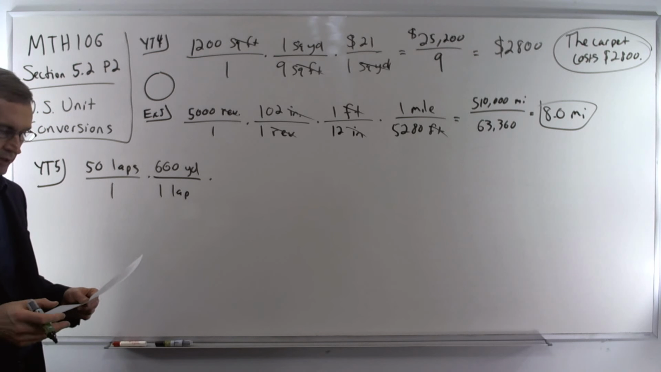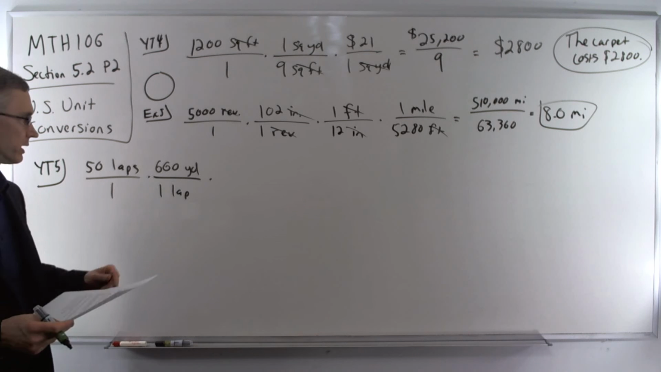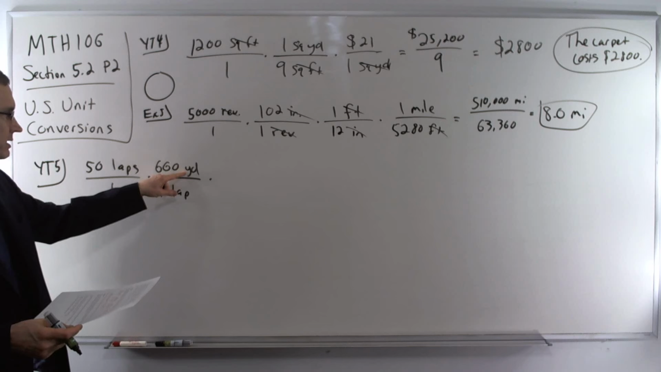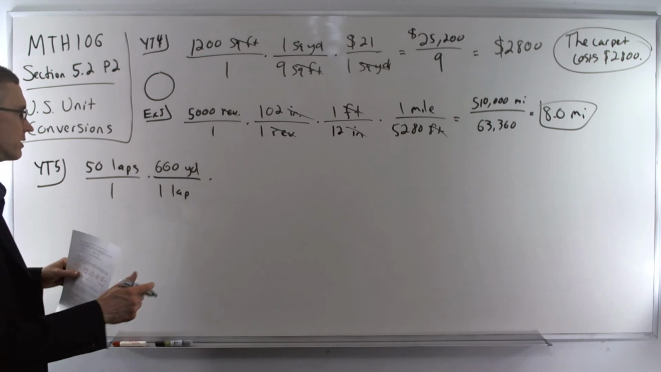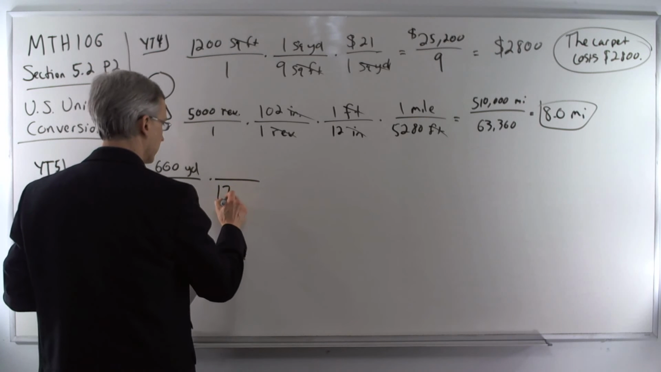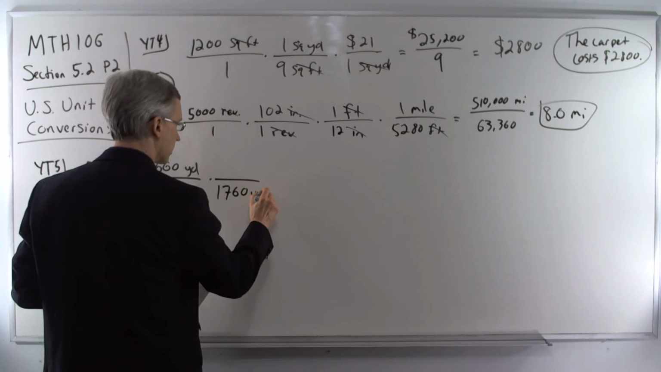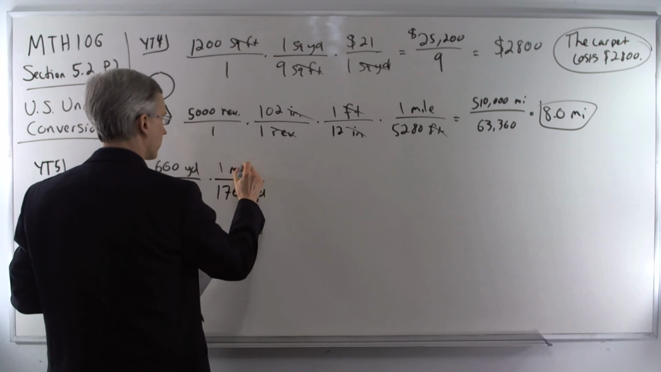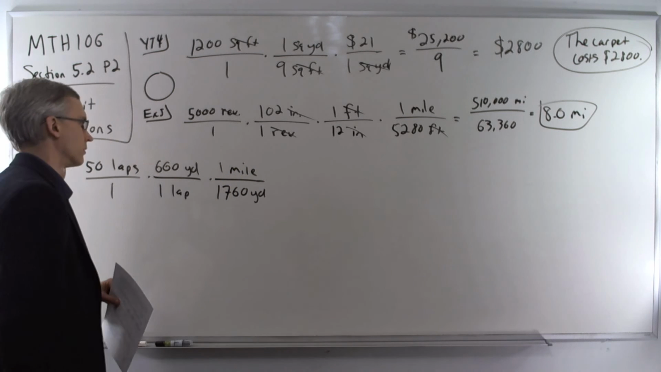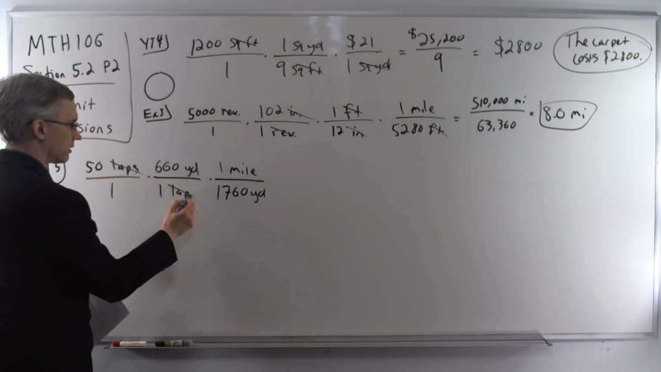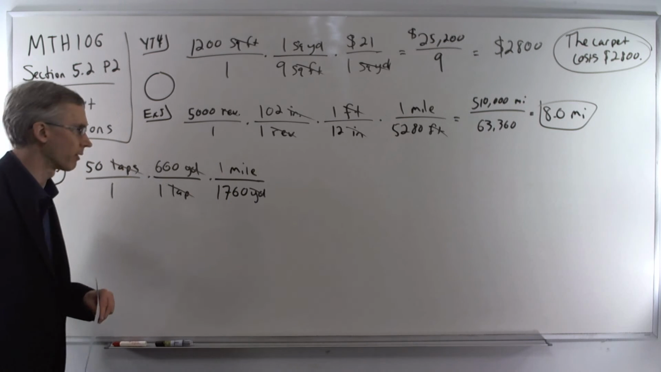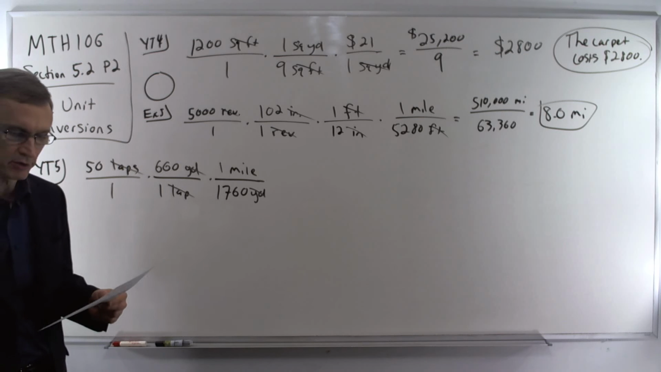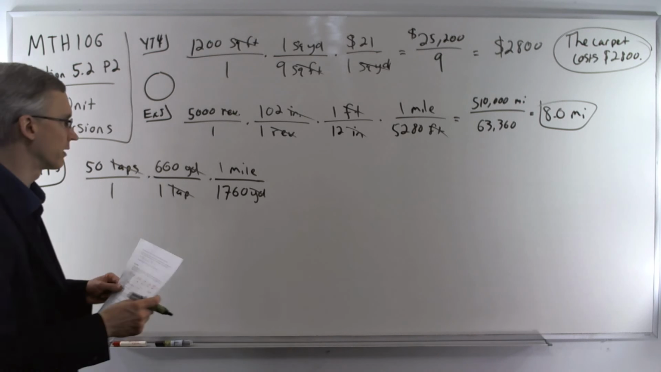Now the other rate is in miles per gallon. So that means we need to get rid of these yards because we can't use these. We're going to have to go to miles. So there's 1760 yards in 1 mile. All right, laps cancel, yards cancel. We're at miles. Now we can use that other conversion factor, 3 miles per gallon.